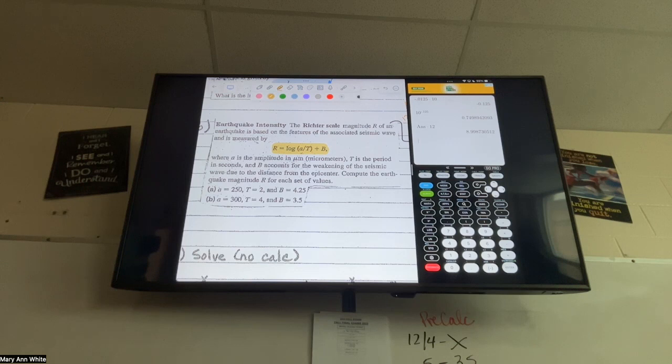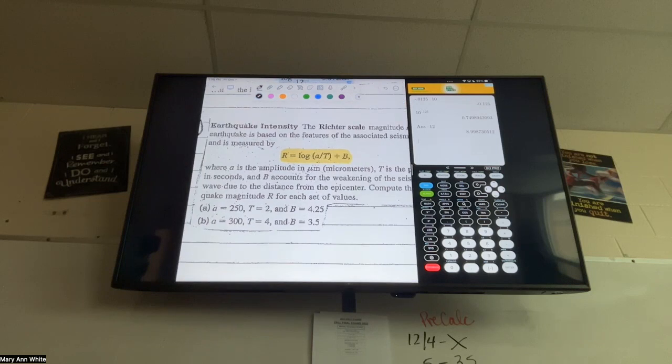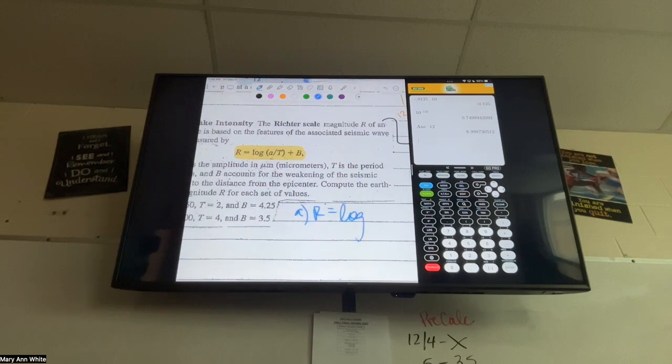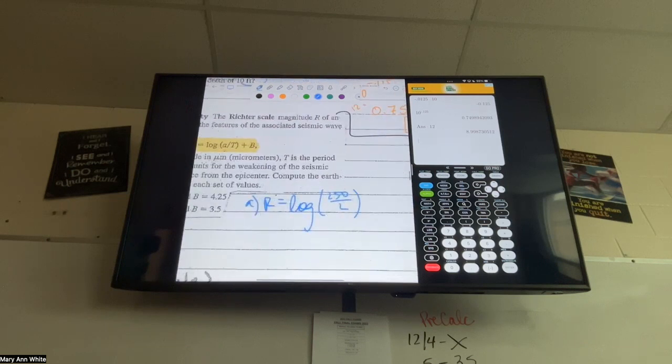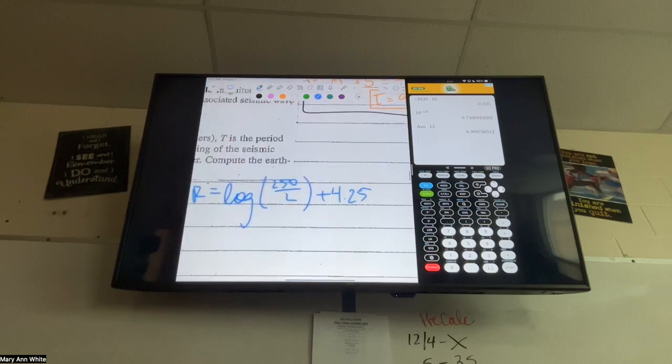All we're gonna do is plug in the number for A, the number for T, and the number for B, and put it into our calculator. It sounds a lot more difficult than what it's actually gonna be. So for this first one, we'll say R is equal to log of 250 divided by 2, that's my T, and then B is plus 4.25. So log of 250 divided by 2.